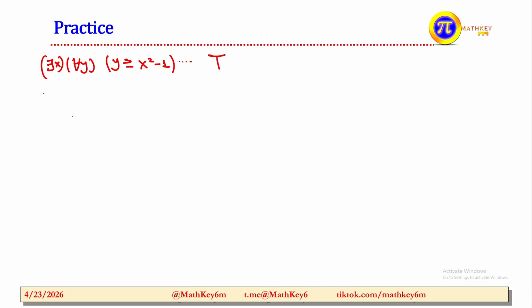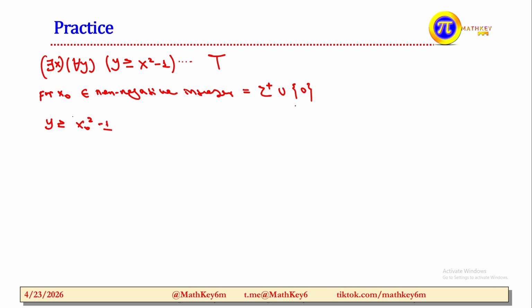We can find one x naught. That means for x naught, which is an element of the non-negative integers. Non-negative integer means what? Which equals Z plus union 0. It includes 0, yes? This shows that y is greater or equal x naught square minus 1. From this domain, we can take x naught, for instance, 0. This shows y is greater or equal 0 square minus 1. This means y is greater or equal negative 1.